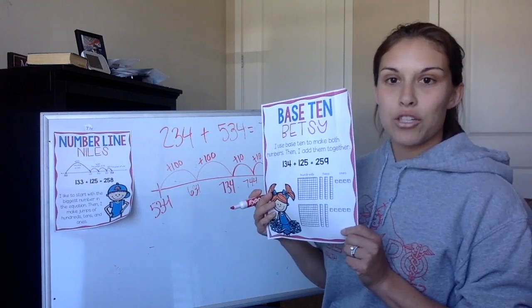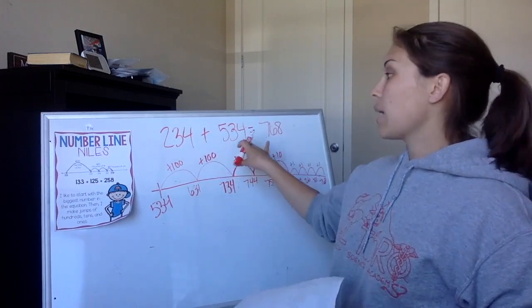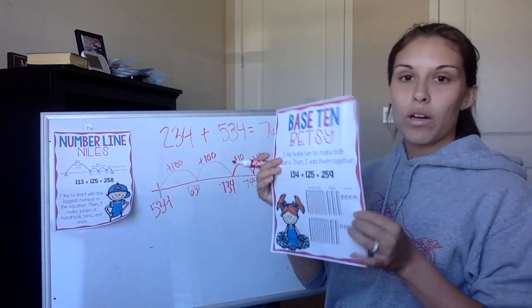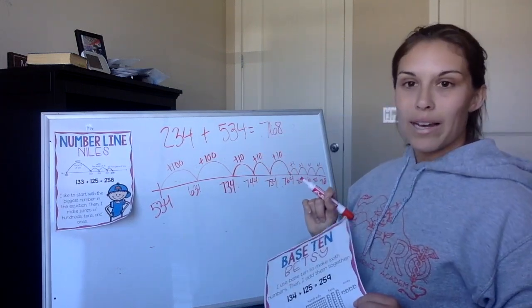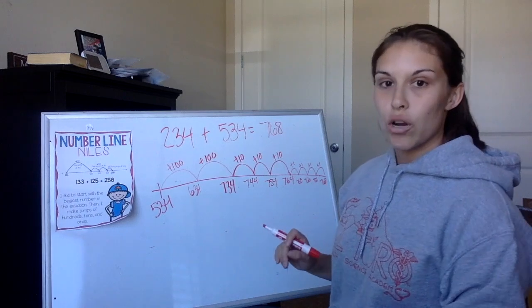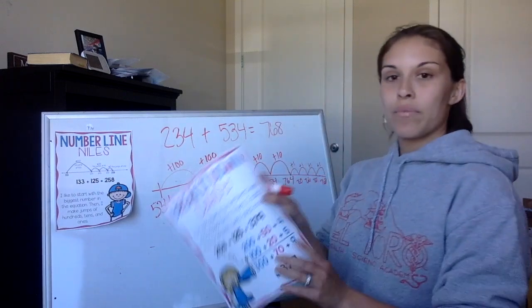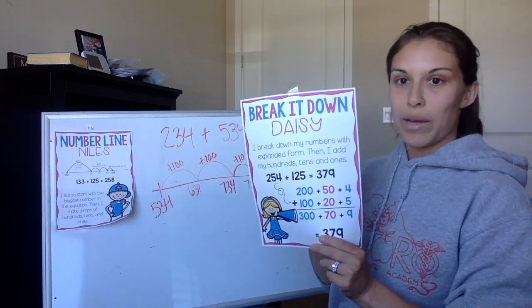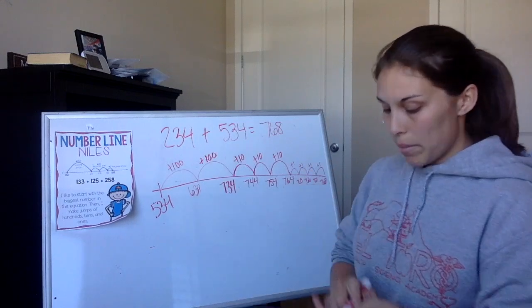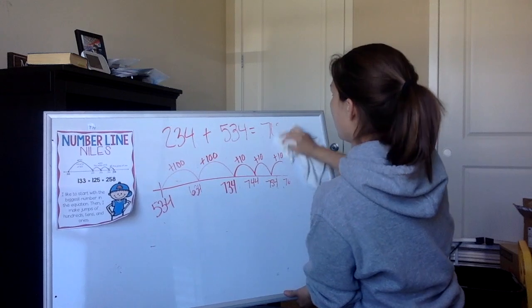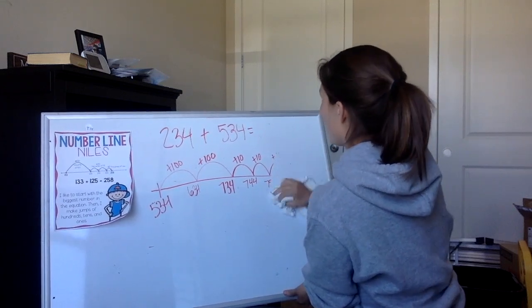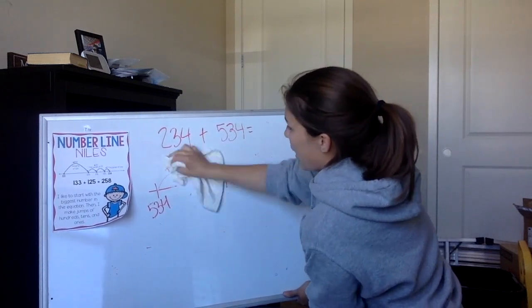And as you notice, boys and girls, this is the same answer that we got when we used the base 10 Betsy strategy. So remember, we're using the same problem, showing our work in different ways. So we did base 10 Betsy. This was the number line Niles method. And now we're going to show it using the break it down Daisy expanded form method. So let me erase my board. We're going to review the last strategy, and then you will have time to work on page 79 from the packet.